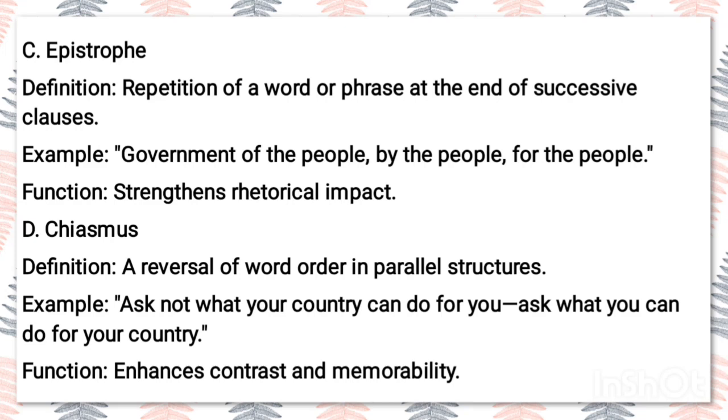Chiasmus. It defines a reversal of word order in parallel structure. For example, ask not what your country can do for you, ask what you can do for your country. It functions: this creates a striking contrast and makes the statement more memorable.